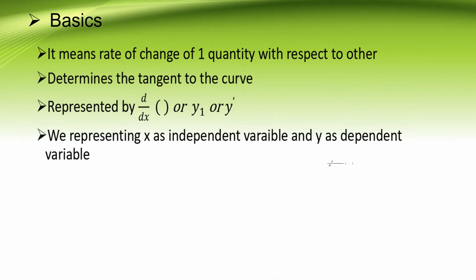Differentiation means rate of change of one quantity with respect to another. It determines the tangent to the curve and is represented by d by dx or y1 or y dash. Here we are representing x as an independent variable and y as a dependent variable.